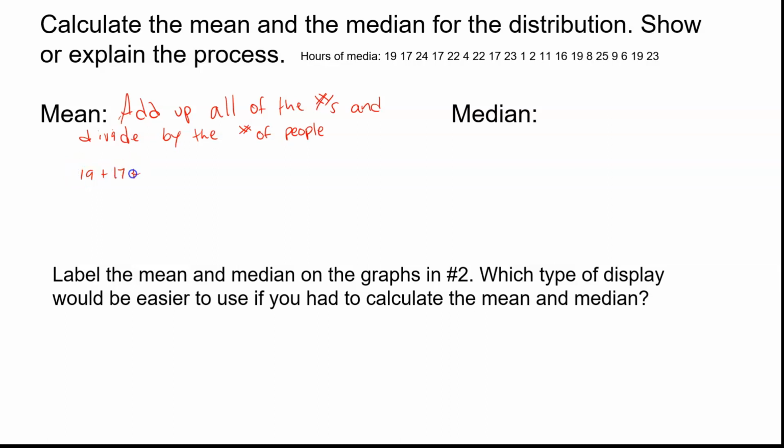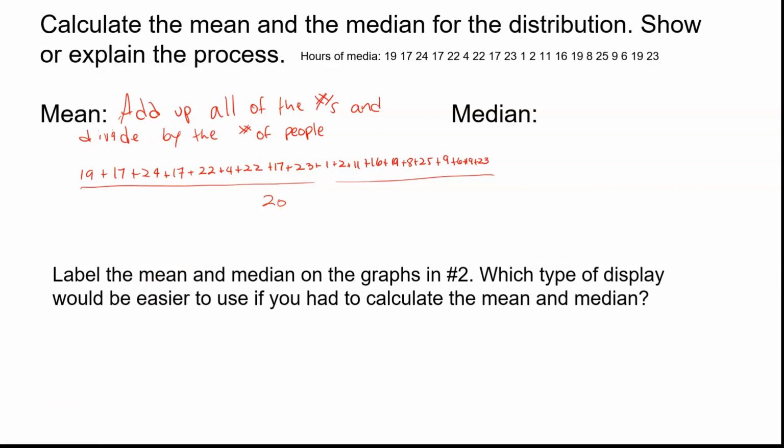19 plus 17 plus 24 plus 17 plus 22 plus 4 plus 22 plus 17 plus 23 plus 1 plus 2 plus 11 plus 16 plus 19 plus 8 plus 25 plus 9 plus 6 plus 19, oops, there we go, plus 23. I'm going to add all of these up, and then I'm going to divide by the total number of people that I asked. That is 20. So this is all going to be divided by just 20. And then it'll give us our average.